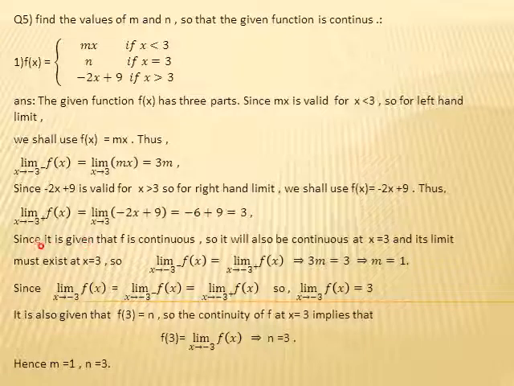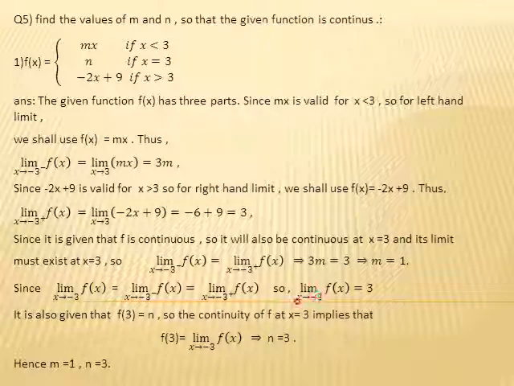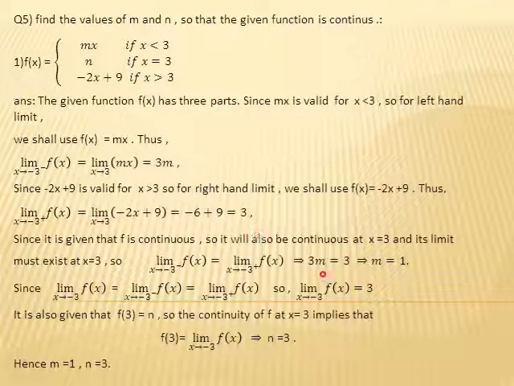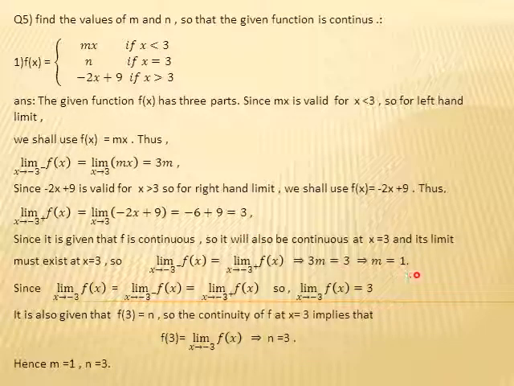Okay, since it is given that f is continuous, it will also be continuous at x is equal to 3, and the limit must exist at x is equal to 3. So left hand limit and right hand limit are both the same, because that is the theorem if the function is continuous. So this 3m and this 3 are equal, which gives 0, so m is equal to 1.